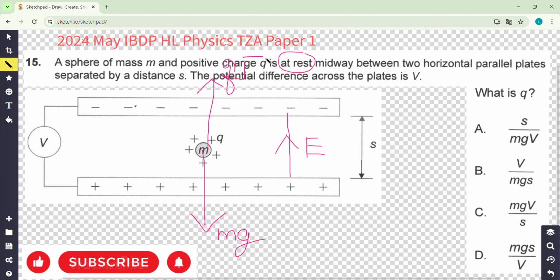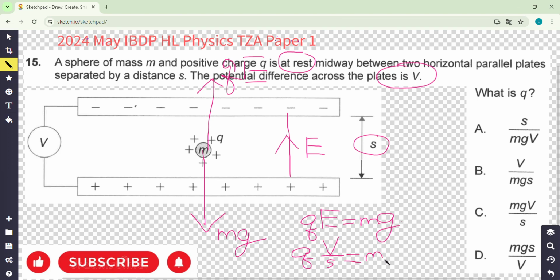So these two forces balance each other, so we have QE equals mg. Remember, don't look at the choices first. And then, parallel plates. So remember, for parallel plates, the electric field equals V over D, and D is S in this situation. So Q V over S equals mg.